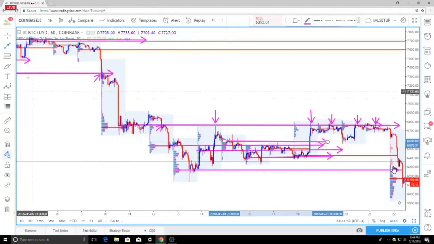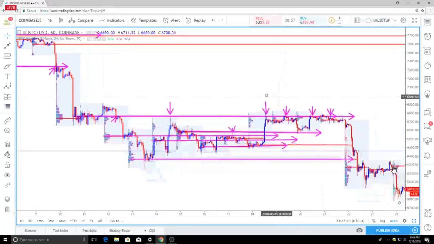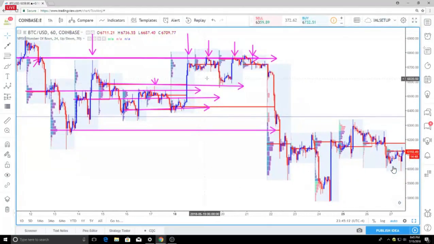If you really look at it, here, if you really look at it, this whole area was holding its resistance. You could see here, right? Holding its support in here, eventually broke out, right? But look what happened here. You see that?